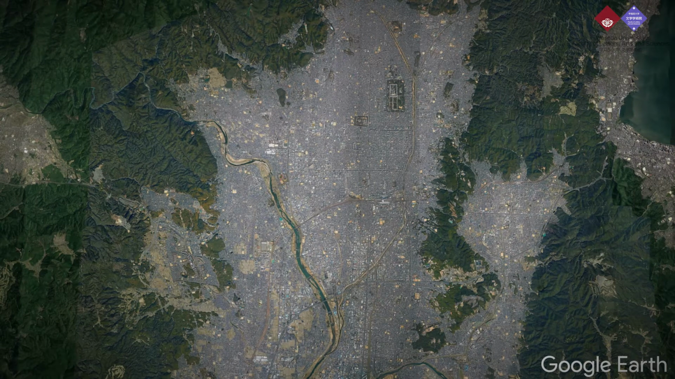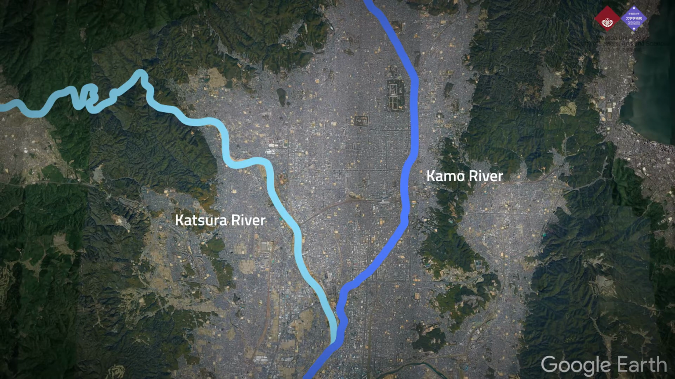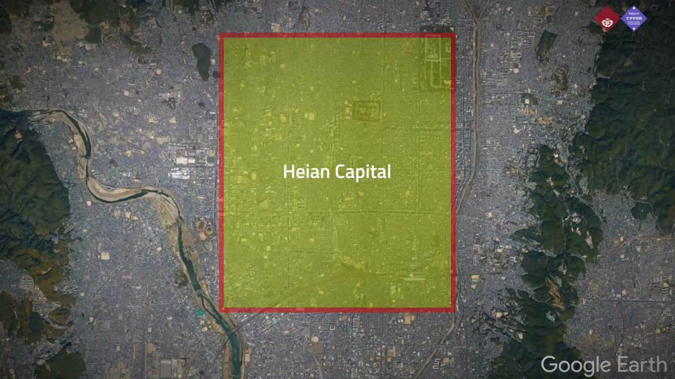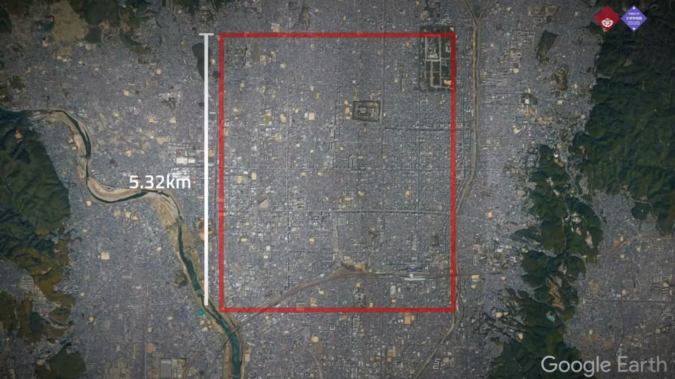The capital was located in the same place as present-day Kyoto. Looking at the map, we can see that the Kamo River to the east and the Katsura River to the west come together to form a letter Y. The rectangle between the branches of the Y was the main area of the Heian Capital. Its layout was based on that of Chang'an, the capital of the Tang Dynasty in China. North to south, it measured 5.32 kilometers. East to west, 4.57 kilometers.